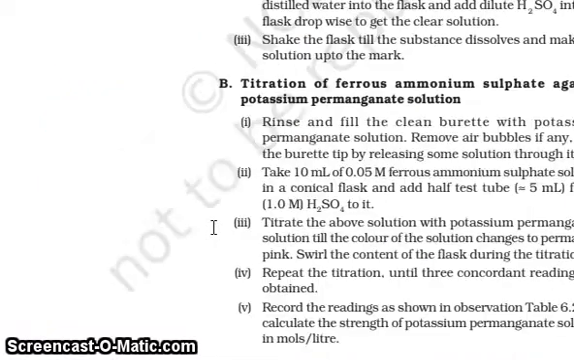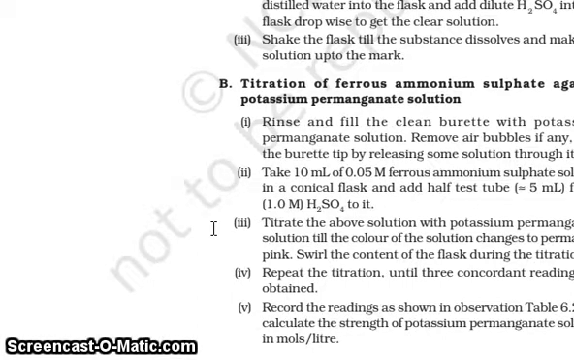Then in the second step you start titrations. Titration of ferrous ammonium sulfate against the potassium permanganate solution. Rinse and fill the clean burette with potassium permanganate solution. Remove air bubble, if any, from the burette tip by releasing some solution through it. Take 10 ml of 0.05 M ferrous ammonium sulfate solution in a conical flask and add half test tube, about 5 ml, of 1.0 M sulfuric acid to it.